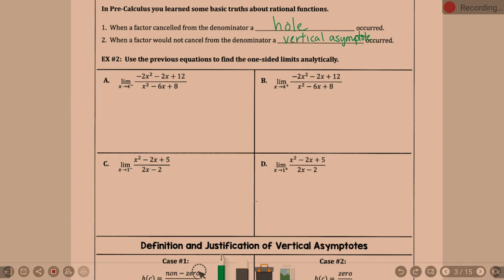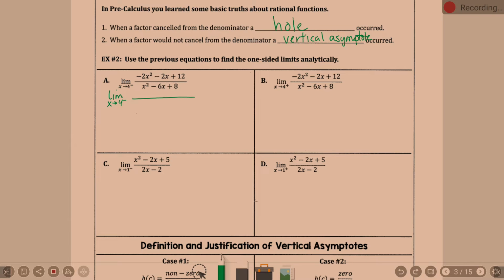So, if we're going to look at this first one, limit as x approaches 4 from the left. Well, if I had to guess, if we put 4 in on top and 4 in on bottom, both are going to equal zero or something like that. So then do we factor? We should try and factor, yes. So now, with this in mind, the limit as x approaches 4 from the left.